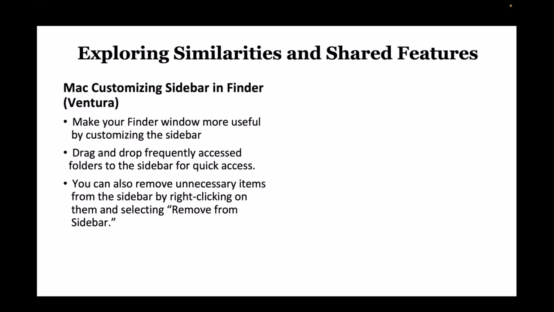One of the things that you'll want to do on your Mac is customize your sidebar in Finder. Make your Finder window more useful by customizing the sidebar. You can drag and drop frequently accessed folders to the sidebar for quick access. You can also remove unnecessary items from the sidebar by right-clicking on them and selecting Remove from Sidebar.